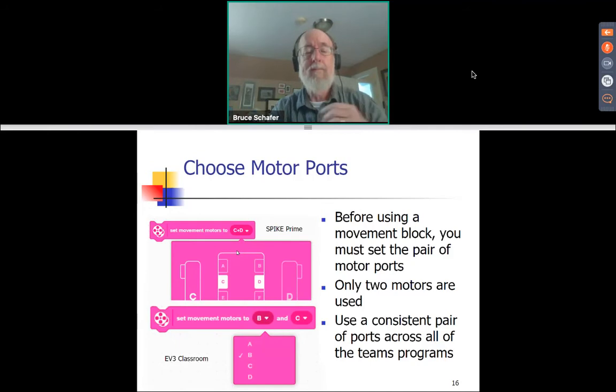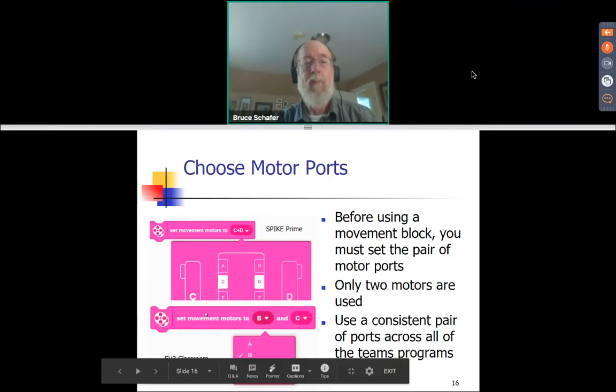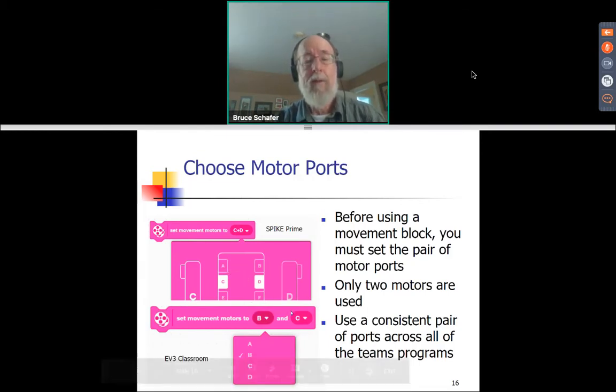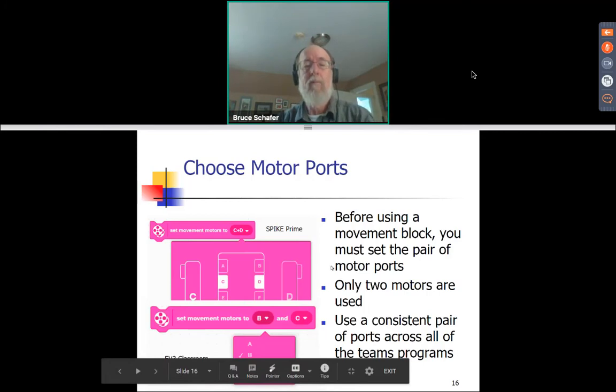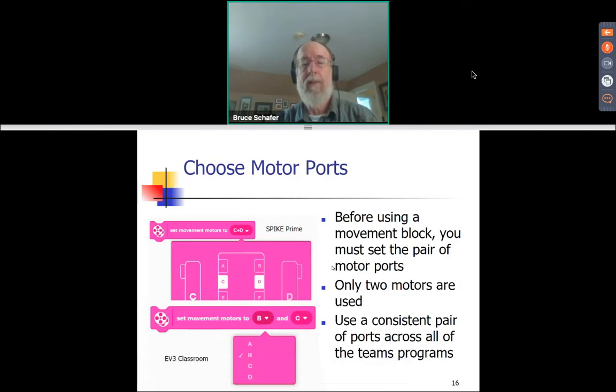Then on the EV3, the brick is a bit different. And you have a choice of four, A, B, C, and D. And you select one in this bubble and the other in the other bubble. And when you click on the bubble, it gives you those four choices. And you, of course, want to choose two different ones. I think it won't allow you to select both of them the same. And again, in either case, you're selecting a pair, but in the case of Spike Prime, it's A through F, and in the case of EV3, it's A through D are the choices. Any questions about that?